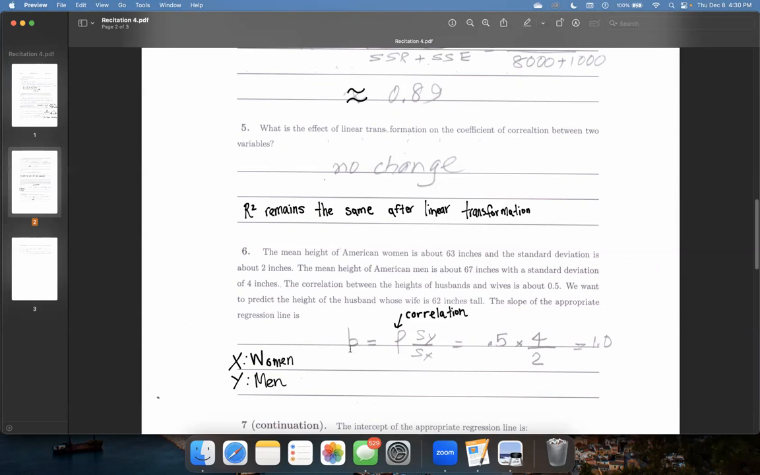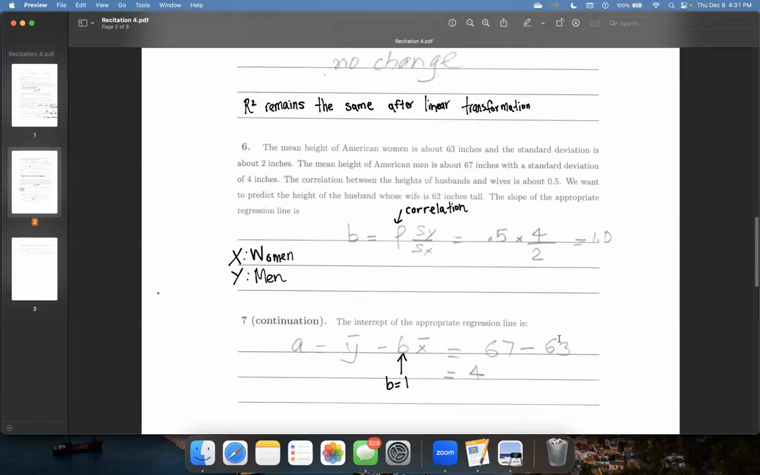So to find our b, we're going to take our correlation times our standard deviation for y divided by the standard deviation for x. So here we're going to have our x be women and our y is men. Our correlation was given to us as 0.5. Our standard deviation for men is 4 given here, and then our standard deviation for women is 2. So our b equals 1. That's our slope of the regression line.